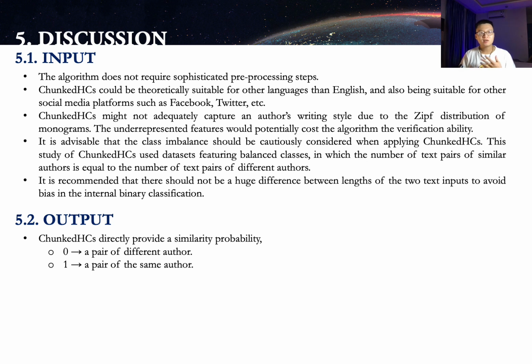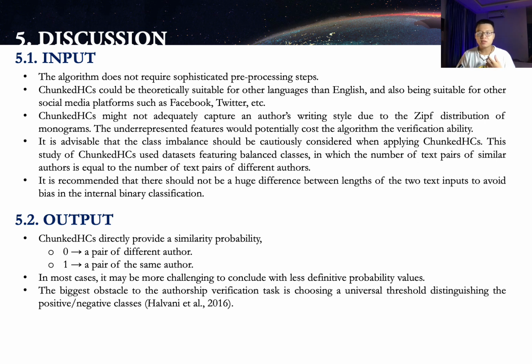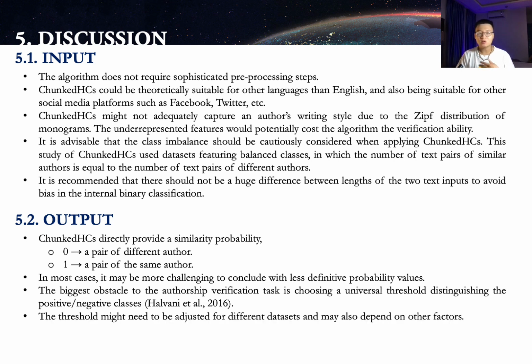So ChunkedHC directly provides similarity probabilities. 0 indicates a pair of different authors, 1 indicates a pair of the same author. But in most cases, it might be more challenging to conclude with less definitive probability values. So the basic obstacle for the authorship verification task is choosing a universal threshold distinguishing the positive and negative classes. The threshold might need to be adjusted for different datasets, and also depends on other factors.